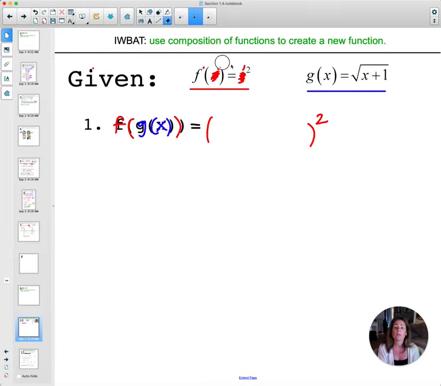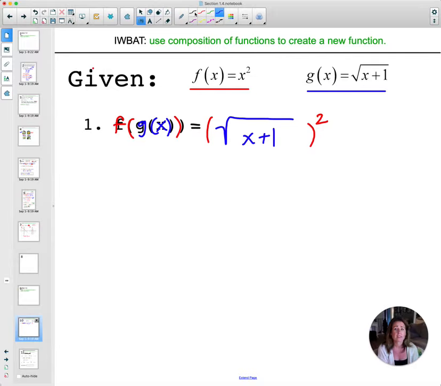So now what we're going to be doing is putting g of x in there. So g of x is going to go into that function. Well, what is g of x? g of x is the square root of x plus 1.